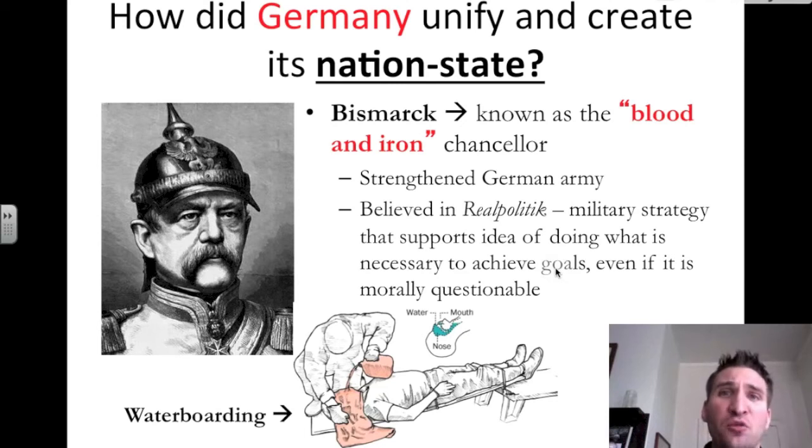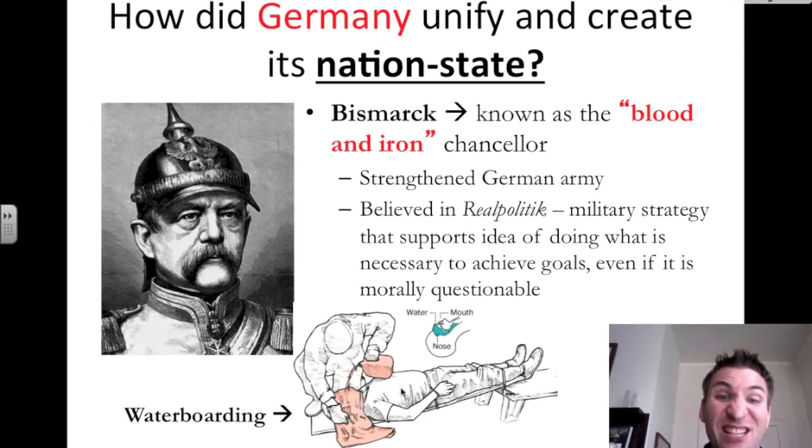And how does Realpolitik play out today in politics? This is an example of waterboarding. Waterboarding is a technique that some interrogators used to try to get information out of criminals. Governments have used this especially against terrorist suspects. And it creates a sensation in the suspect where he or she thinks that he or she is drowning, and they're more likely to give away secrets or evidence.